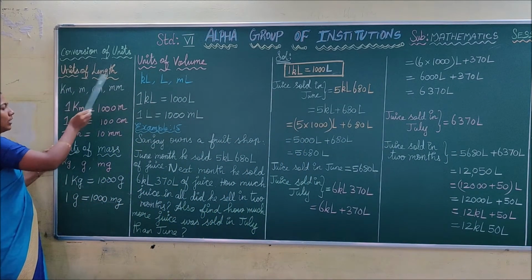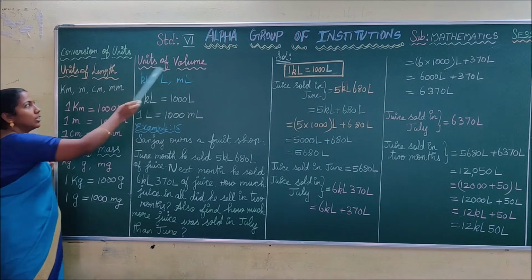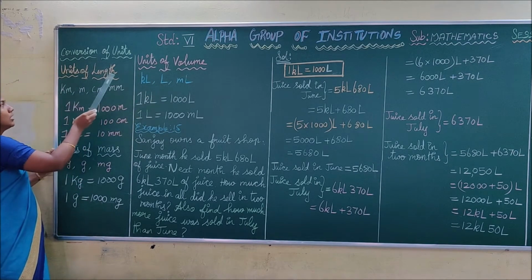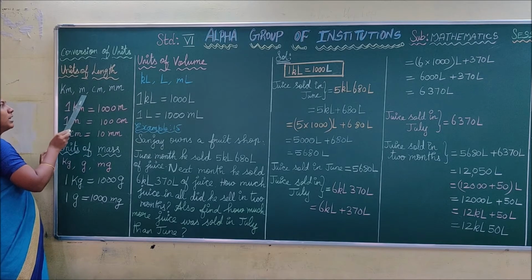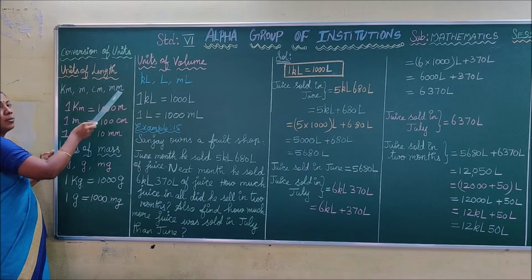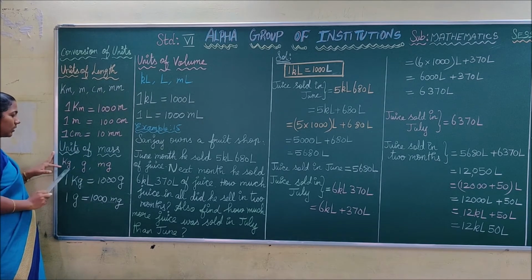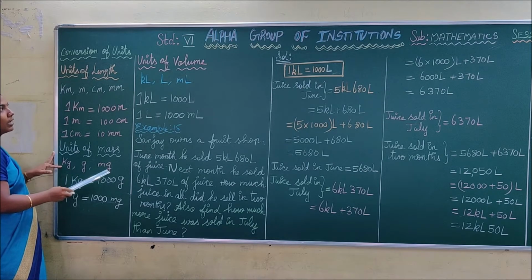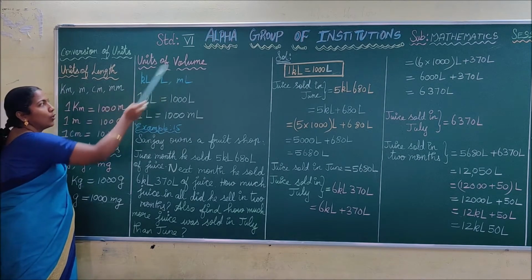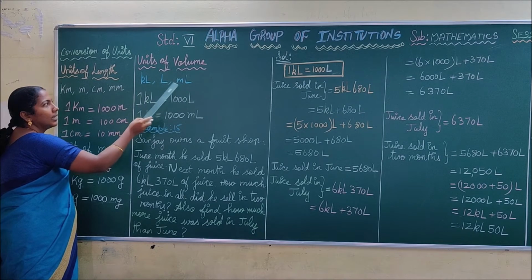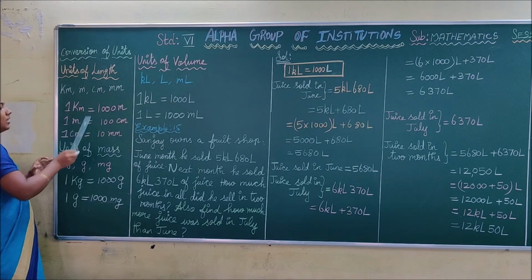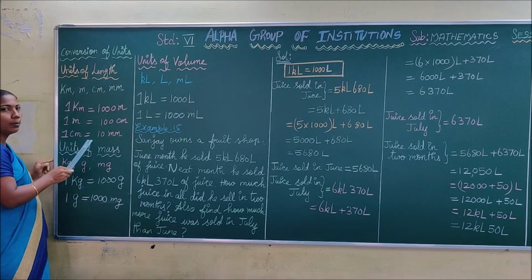That is units of length, units of mass, units of volume. What are the units of length? Kilometer, meter, centimeter, millimeter. What are the units of mass? Kilogram, gram, milligram. What are the units of volume? Kiloliter, liter, milliliter. And these are the conversion formulas. You have to remember them.